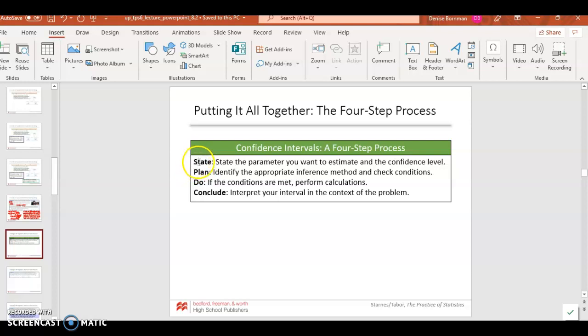The state is you state the parameter you want to estimate and the confidence level. This is a lot simpler than what it seems. It's going to be in the question every time. It's going to be the part of the problem where it says construct and interpret such and such % confidence interval for blah, blah, blah, blah. So the state will really be given in the question. The plan is identify the inference.